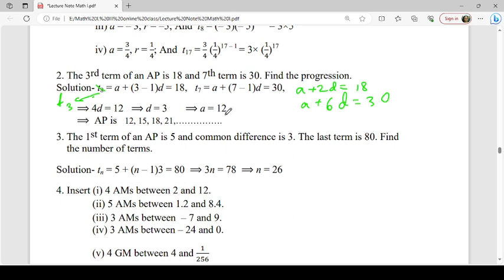We are having D is equal to 3. Then A is equal to 18 minus 3 into 2, it is 12. So A is equal to 12. So the AP is 12, then 12 plus 3 is 15, 15 plus 3 is 18, like that.